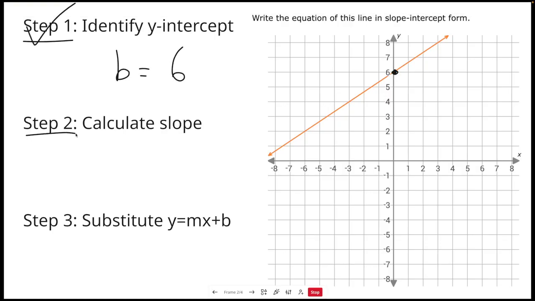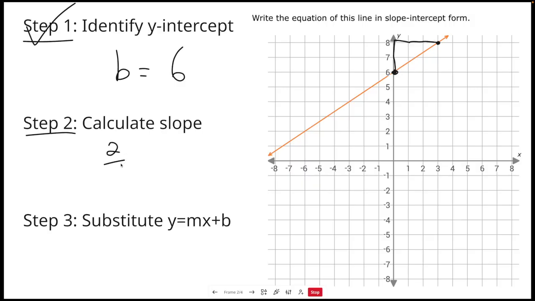Step 2, calculate the slope. And remember we're going to do this with rise over run. So we need to pick 2 points. Remember, it needs to be right where the orange and the grid hits exactly, so something like this. And now we count our boxes. So remember, we're doing rise over run. So I'm going to start from here, 1, 2, 1, 2, 3.